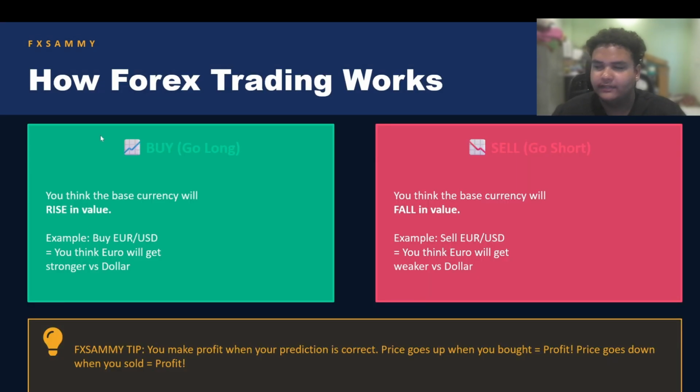How Forex trading works: buy means go long, sell means go short. You think that it is simple?